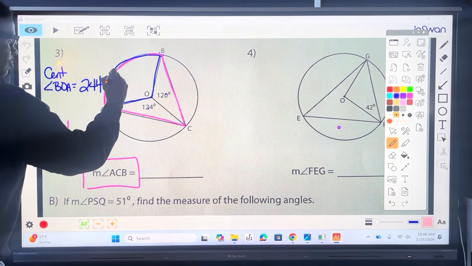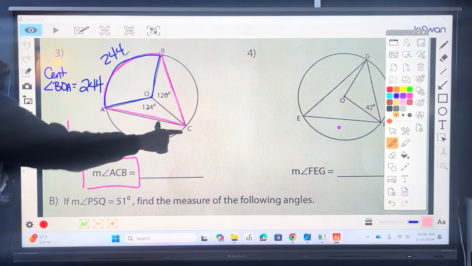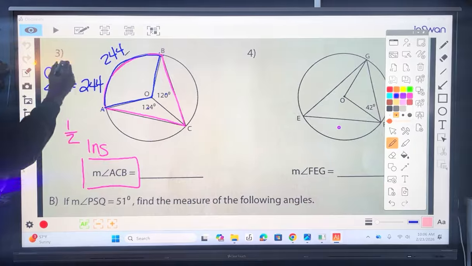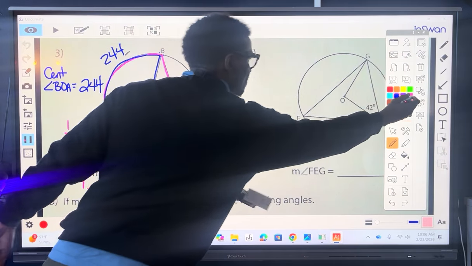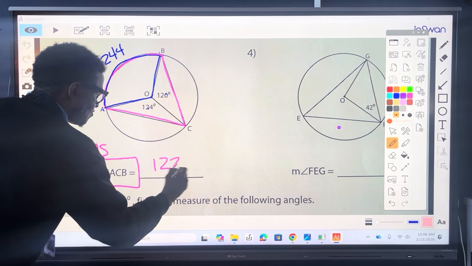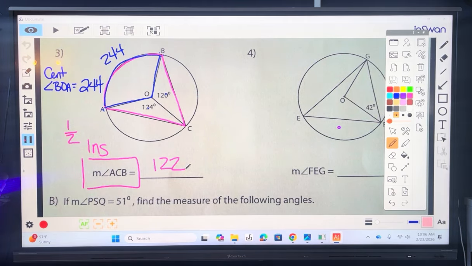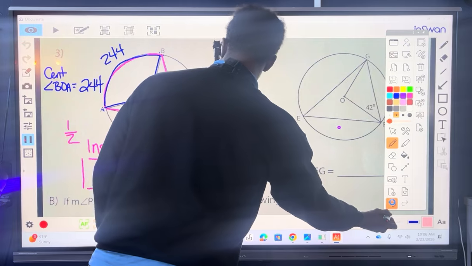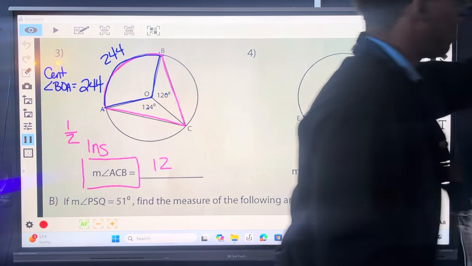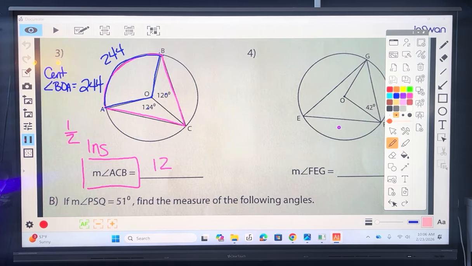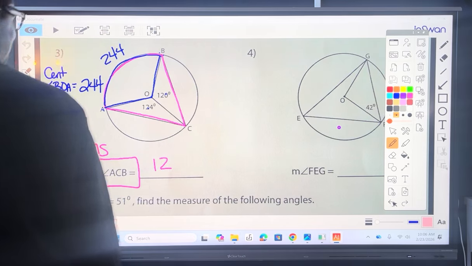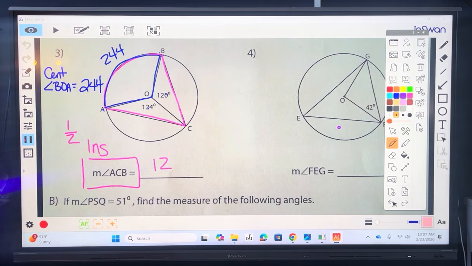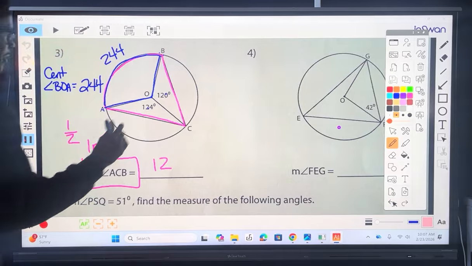If the central is 244, and we know the inscribed is half, what should my answer be? 122. Interesting. No, that's not right. Let's go. BOA. That's not correct, chat.